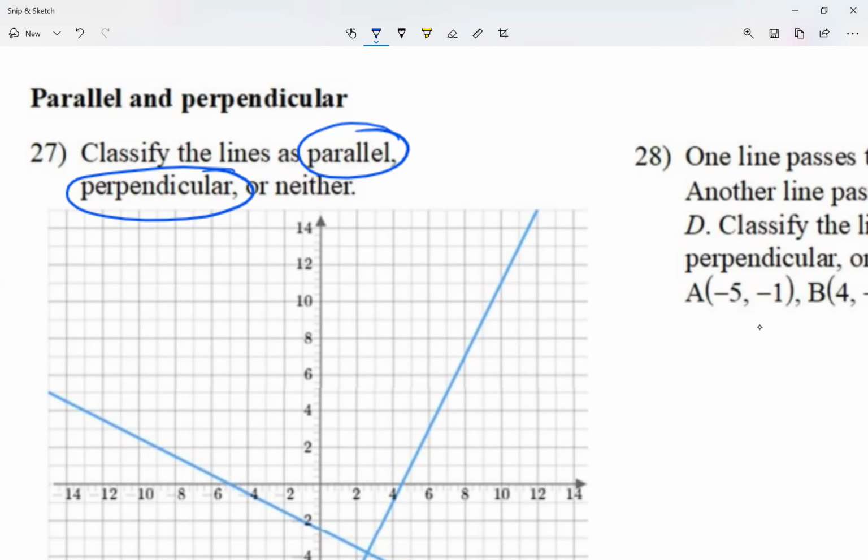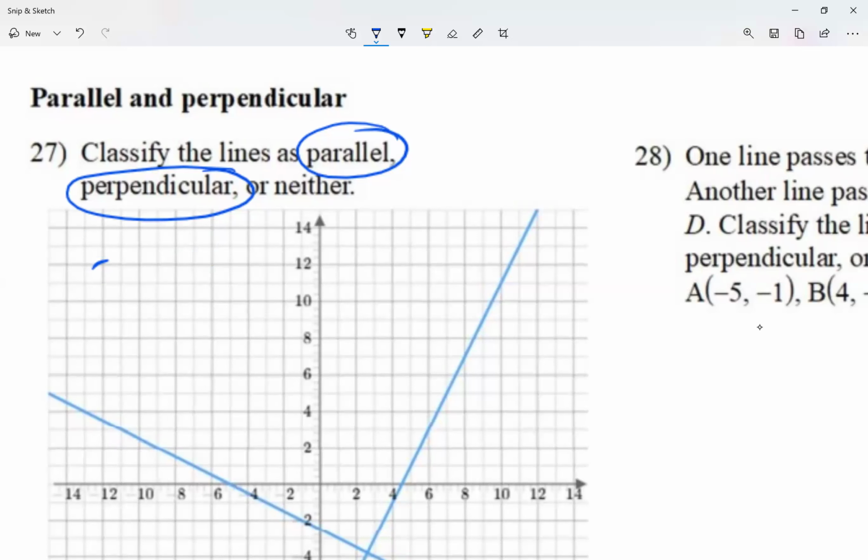So for example, let's say one line has a slope of 3 over 5. The other is going to be negative 5 over 3. So the signs are different. So that's what I call a negative and reciprocal. The numbers flip.